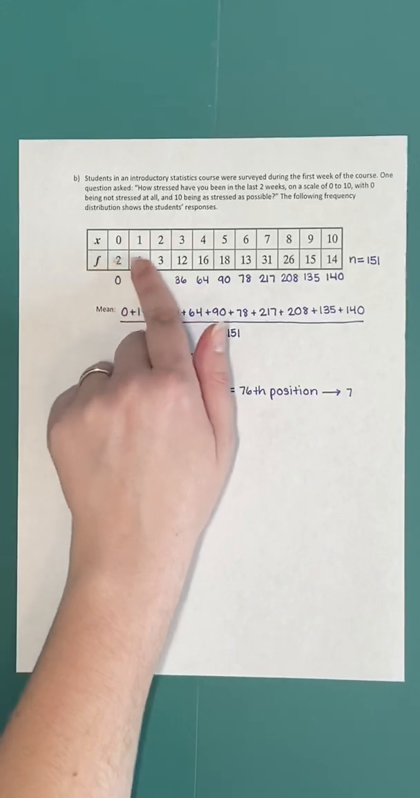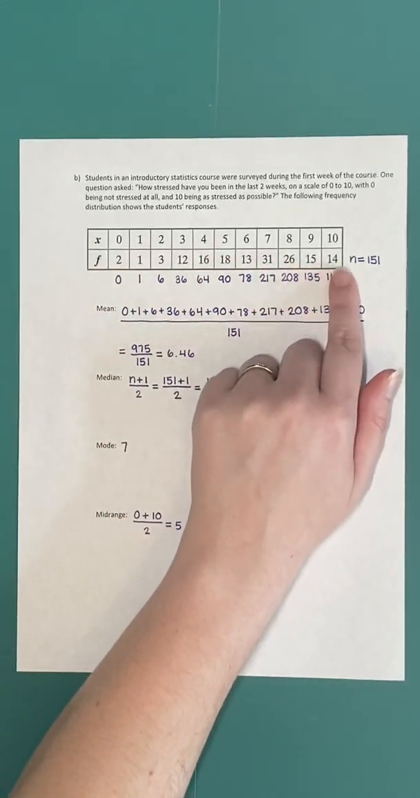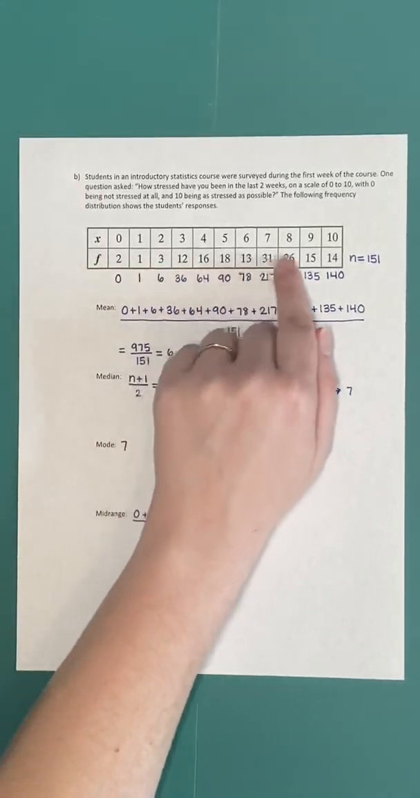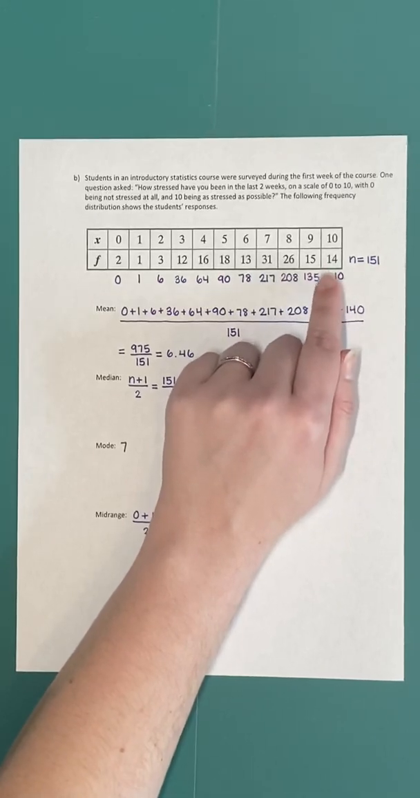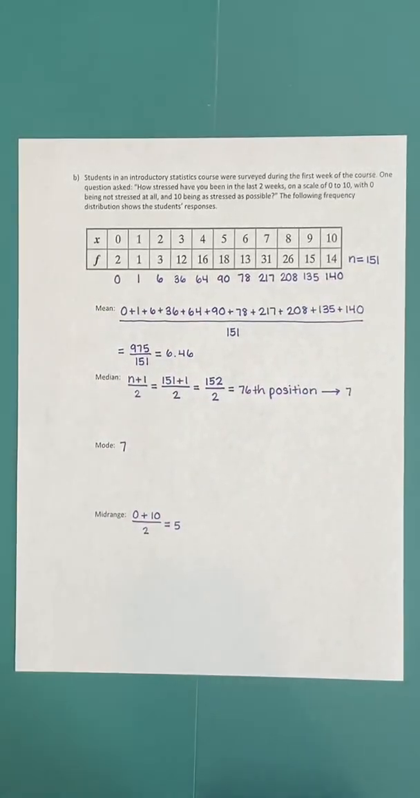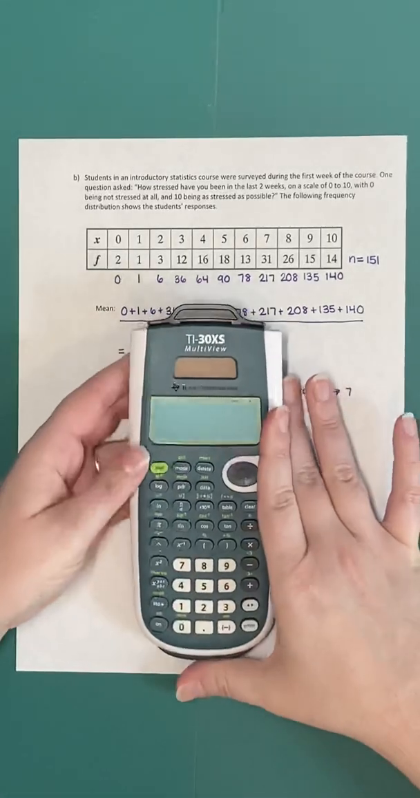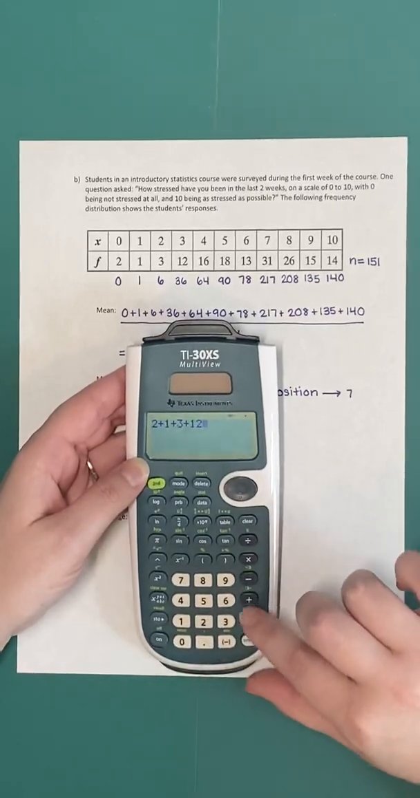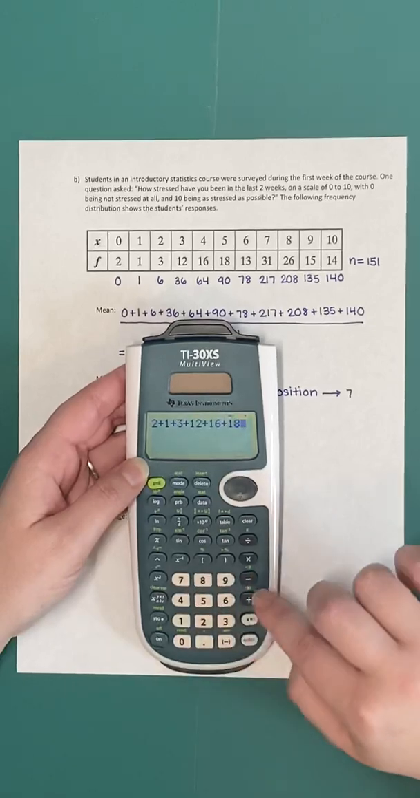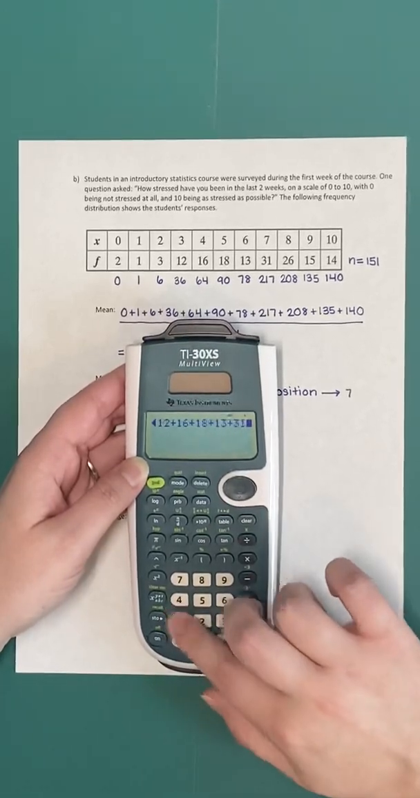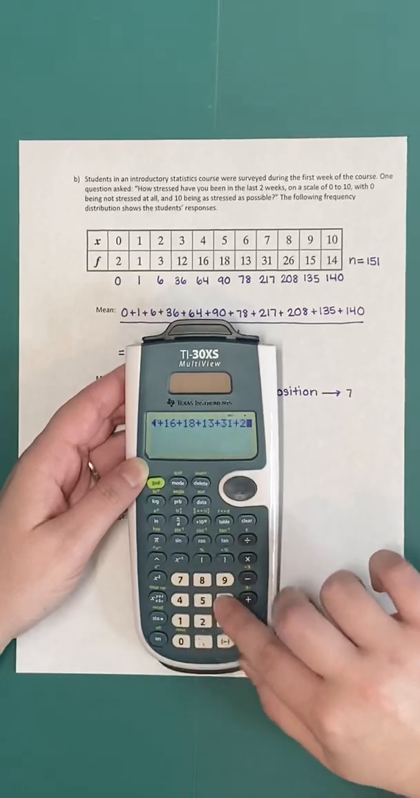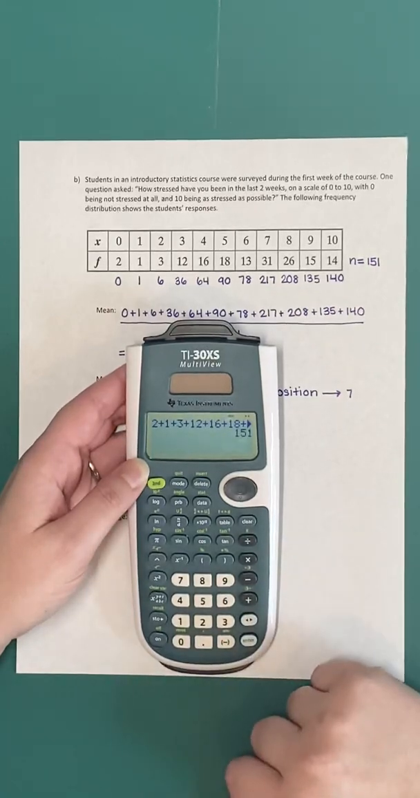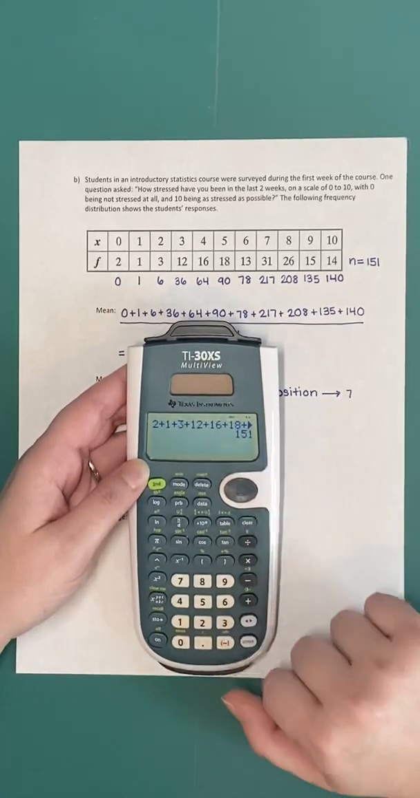So let's start by determining how many elements there are in the list, because notice it doesn't say how many students were surveyed. That can be determined from those frequencies. So the total number in that list of frequencies tells us how many data points there were. So just to verify, we have 2 plus 1 plus 3 plus 12 plus 16 plus 18 plus 13 plus 31, let's see, okay, 31 plus 26 plus 15 plus 14, and that sums up to 151. So 151 people were surveyed.